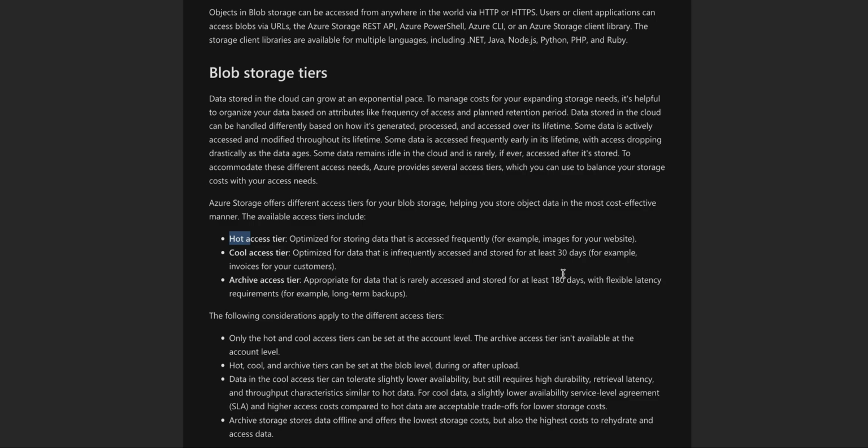And the last one is the archive access tier, and that is basically for data that requires backups, like long-term backups. And in this tier, data is stored for at least 180 days, or approximately six months, right? So this is for data that is rarely accessed.